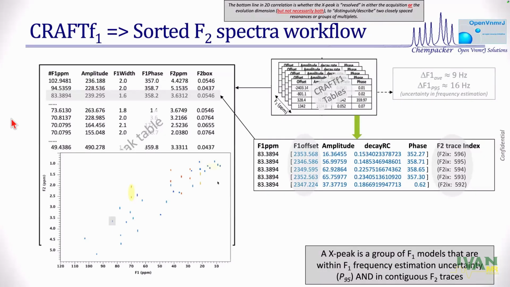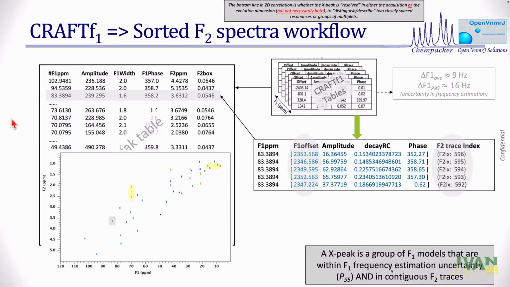What about in here? There are overlapping. You said contiguous F2 traces. There are contiguous F2 traces that have two different F1 cross peaks. That violated the 95th percentile rule that we supply. We simply use statistical numbers to say that's what it is.